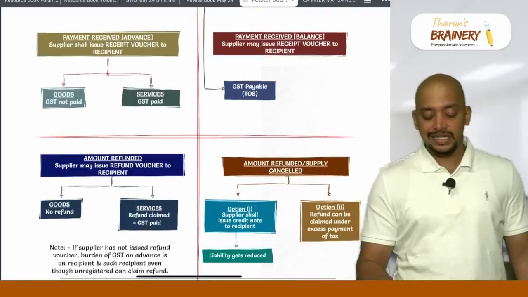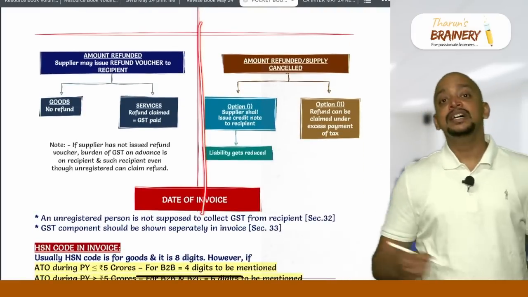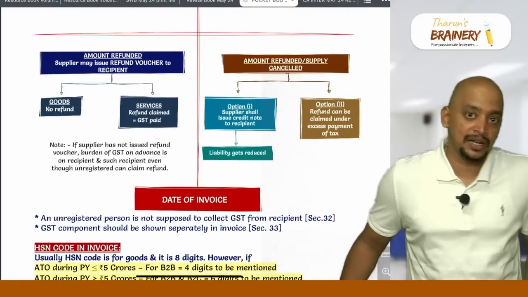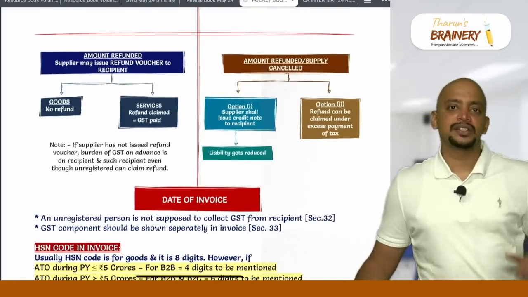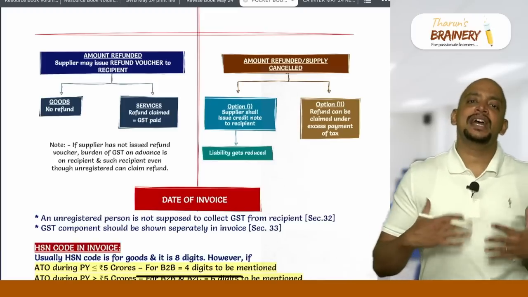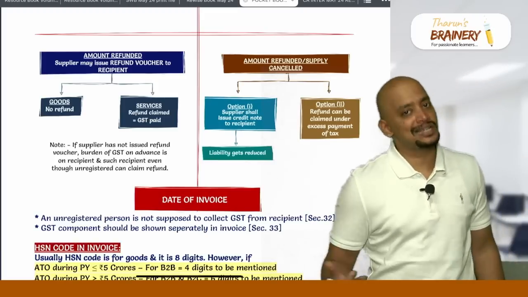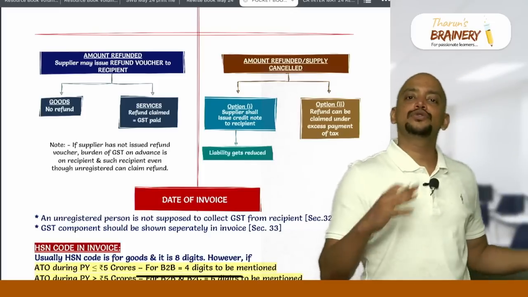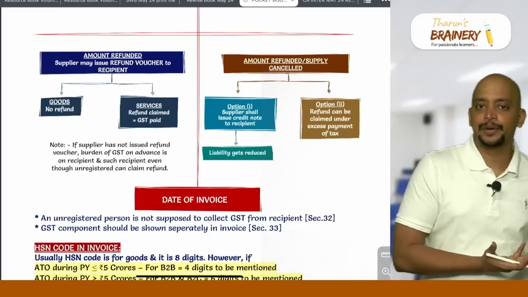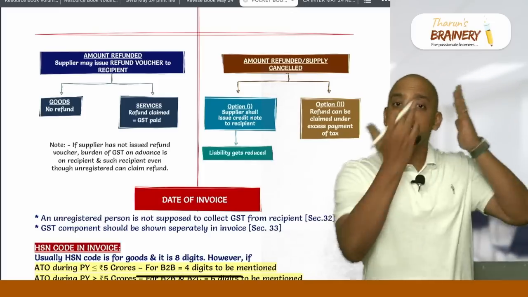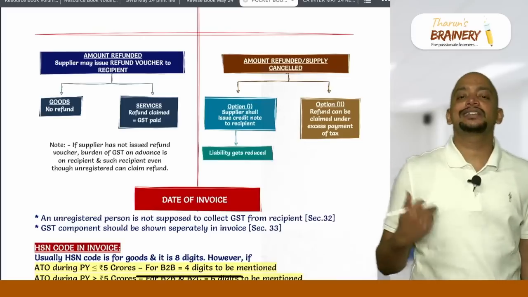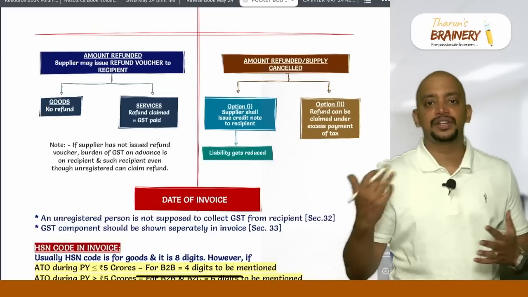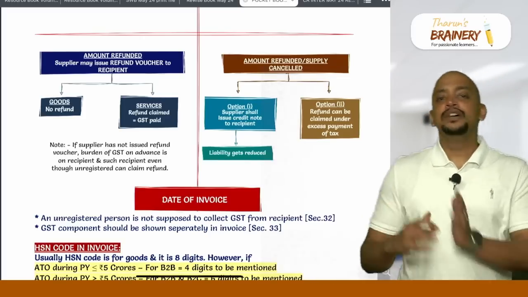Now what happens here is, suppose before the date of invoice the amount is refunded, what will happen? We need to check whether the supplier has refunded the entire amount including the GST. If the supplier has refunded the entire amount including the GST, in case of goods, no problem because anyhow GST is not paid, whereas in case of services, GST is already paid based on advance. So in that case, the supplier can claim the refund of the GST paid under the grounds of refund voucher.